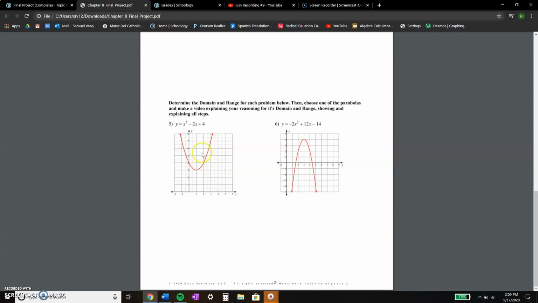And for the axis of symmetry, the axis of symmetry is going to be 1. As you can see, it goes straight through the middle of the parabola and through the vertex.